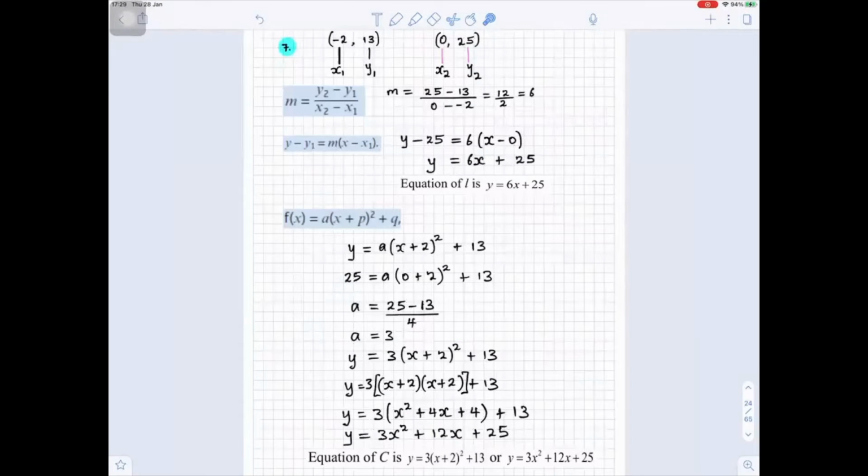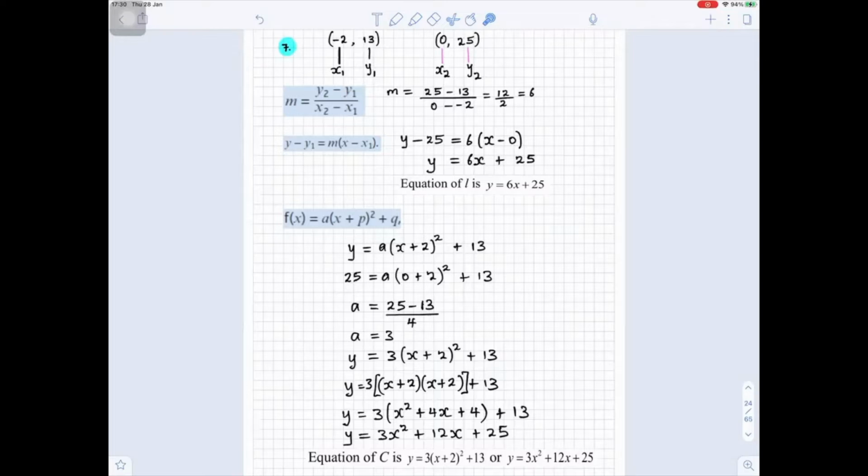So what we want to do first is to establish x1, y1, x2, y2. Now using that formula, the gradient m is 25 minus 13 divided by 0 minus minus 2. That will give us 6 for the gradient. Now we want to write the equation of the line using y minus y1 equals m bracket x minus x1. So it becomes y minus 25 is equal to 6 bracket x minus 0. So you remove the bracket, 25 goes to the right hand side, it becomes plus 25. So the equation of the line is y equals 6x plus 25.